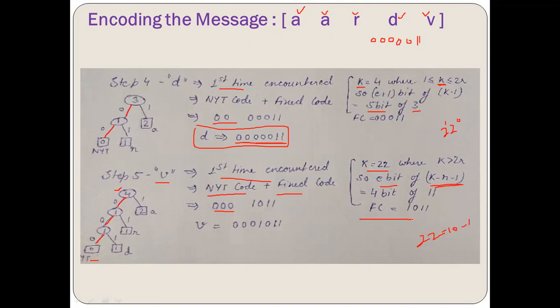So the fixed code I get is, 4-bit is this 1, 2, 3, 4, and 11 is represented in this way in binary form. So the final code for V will be what? It will be 000, that is the NYT code, followed by the fixed code 1011. So I'll state it here 0, 0, 0, then 1, 0, 1, 1. So I hope you must have understood this. Thank you very much.